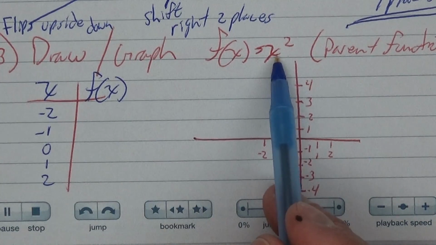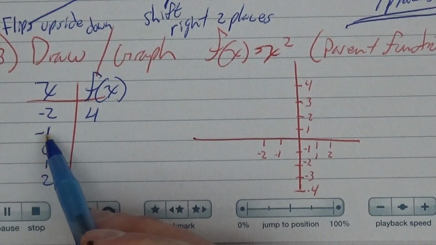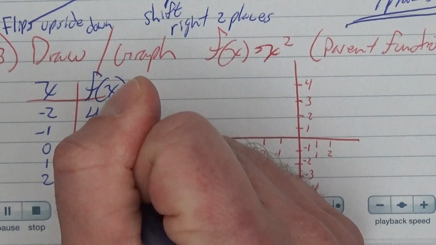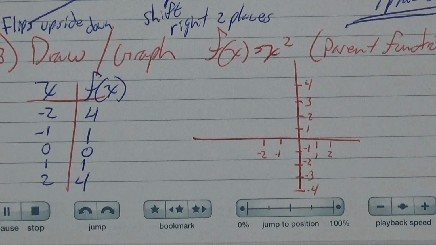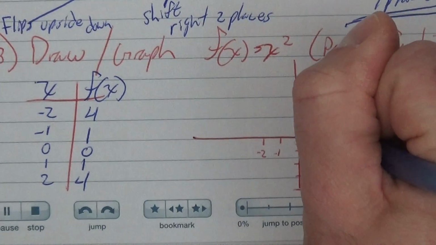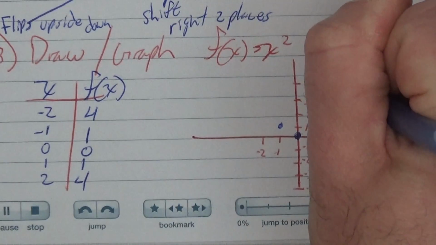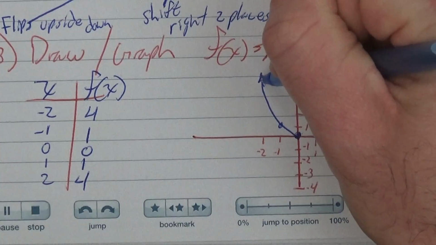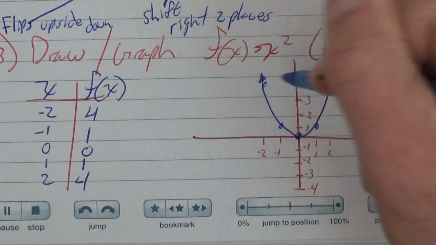If I plug in a -2 in here, -2 times itself is a +4. -1 times itself is a 1. 0 times itself is 0. 1 times itself is 1. 2 times itself is 4. So what that looks like is our vertex point, 1, 1, -1, 1, 2, 4, -2, 4, and it looks kind of like that. It's not a U, it's not a V, it's kind of a cross between the two.